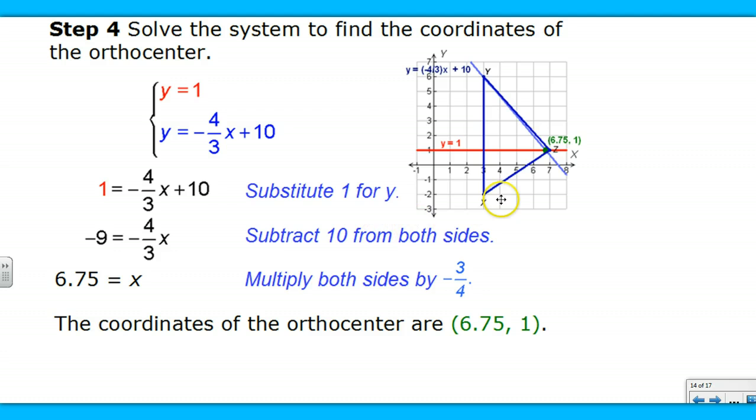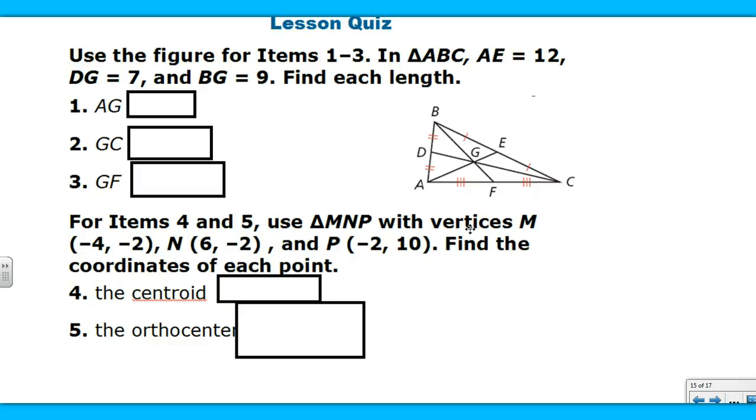Okay, if we were to find the altitude from X to this side over here, YZ, we would find that it would converge also at 6.75, 1. A lot of work, but it's worth it. Okay, pause the video, try these, and then come back and check your work.